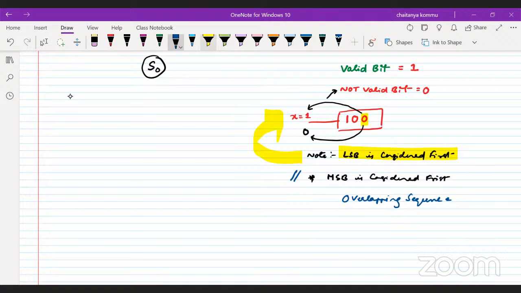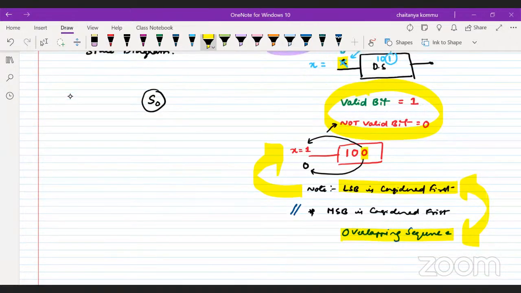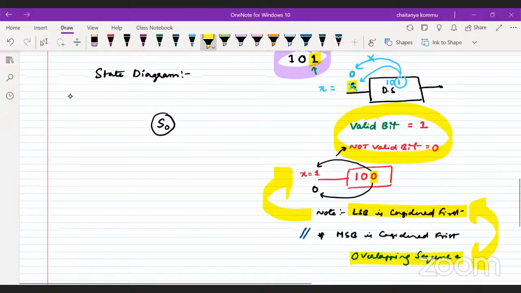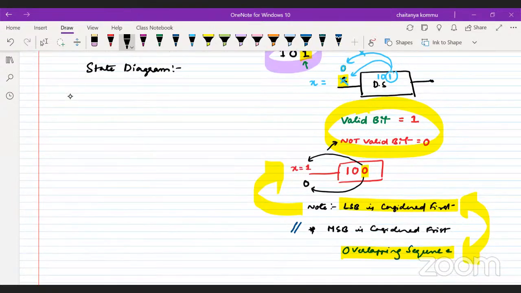Okay. Now let us go for this background. We'll apply the state diagram. Let me call the state of the system S0. Any name can be given also. So this is the state of a system.